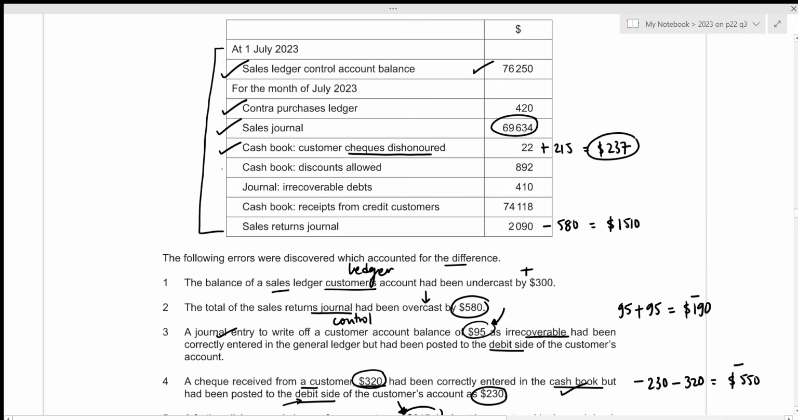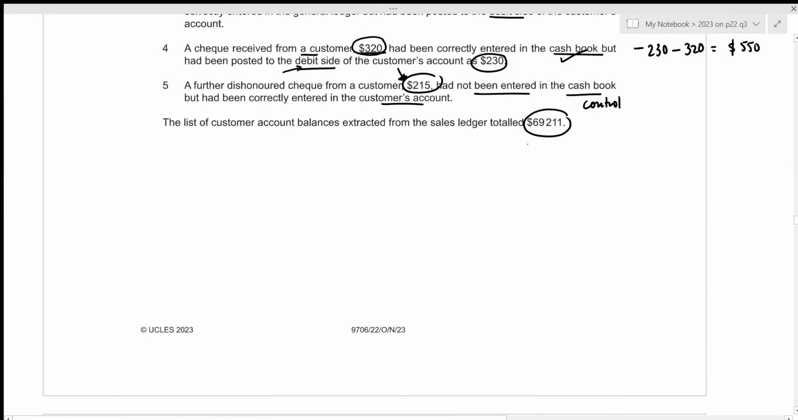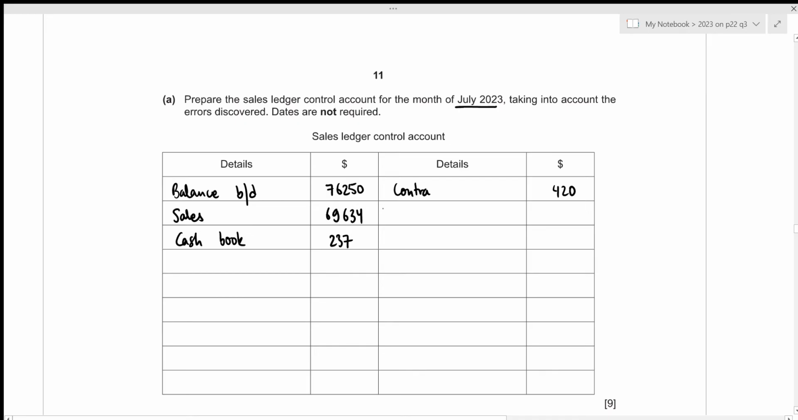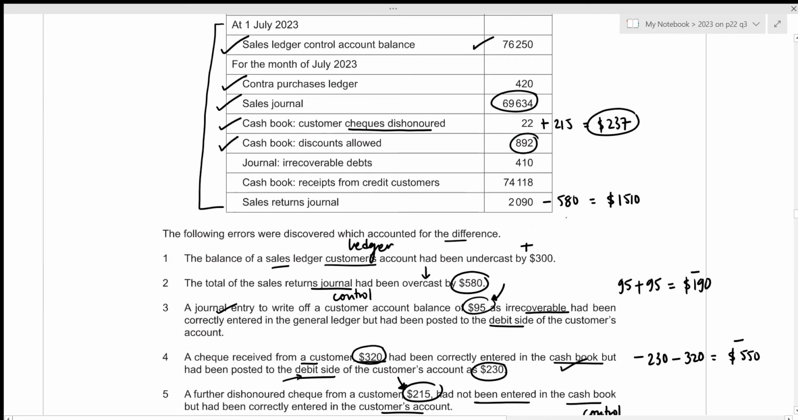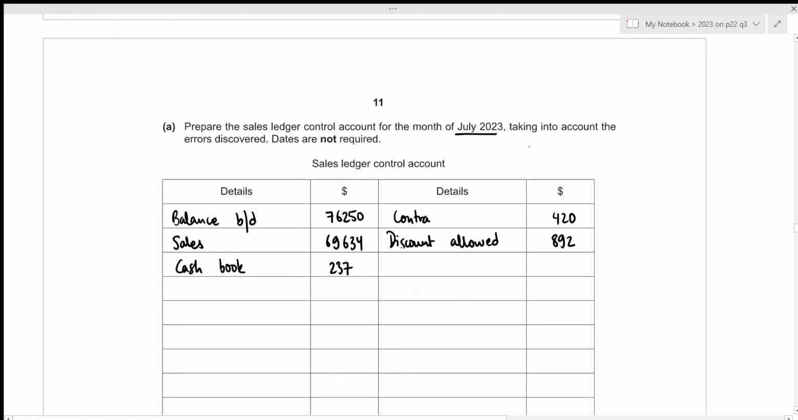Then we have the discounts allowed, which will reduce the amount that we need to receive from our credit customers. So this will go on the opposite side, that's the credit side, and we can write it under the heading of discount allowed or cash book. We then have the irrecoverable debts, which will again reduce the amount that we are yet to receive from our credit customers. So this will be on our credit side under the heading of journal or irrecoverable debt.